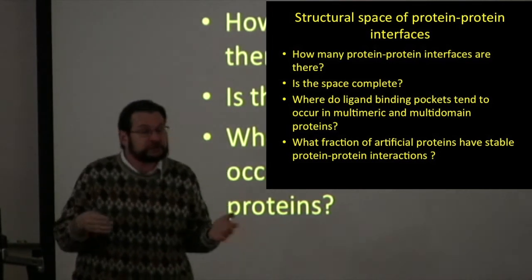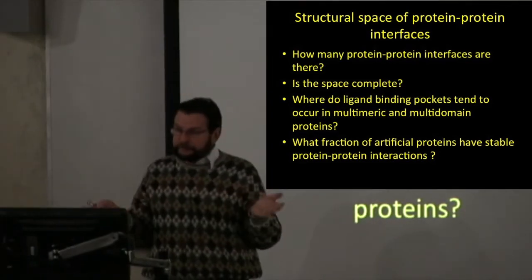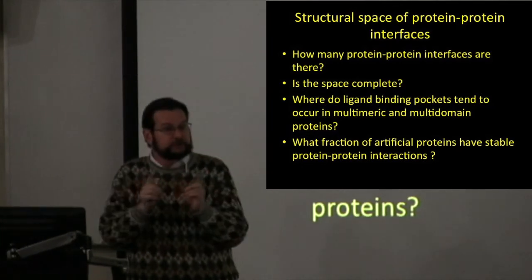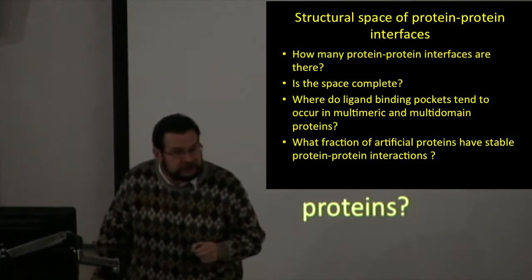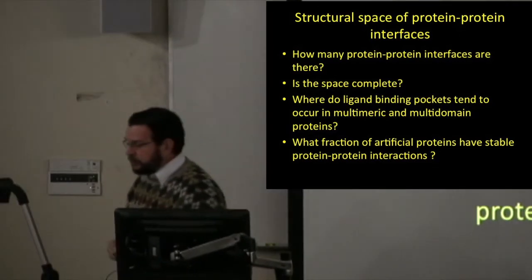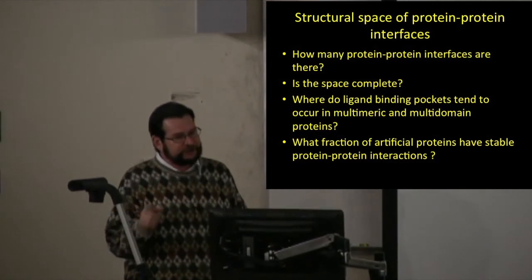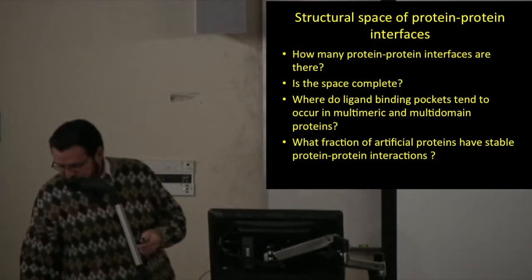Is there any statistical significance in real proteins and artificial proteins that ligands actually tend to co-occur with protein-protein interaction interfaces adjacent to the sites? So that might actually be the way you want to muck them up, not necessarily inhibiting the protein-protein interaction, but focusing on the adjacent site.